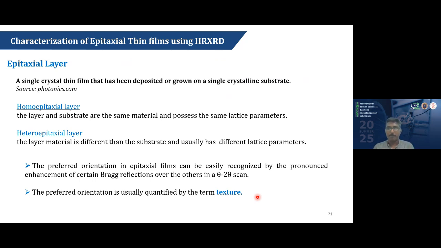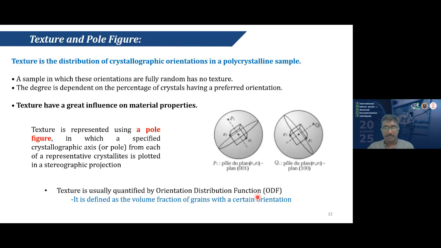A pole figure is a two-dimensional stereographic plot that shows how a particular crystallographic direction is distributed relative to the sample surface. That means in a pole figure, we plot how a particular crystallographic orientation, or a family of crystallographic orientations, is distributed with reference to the sample surface or scattering vector. The theory we will discuss later.